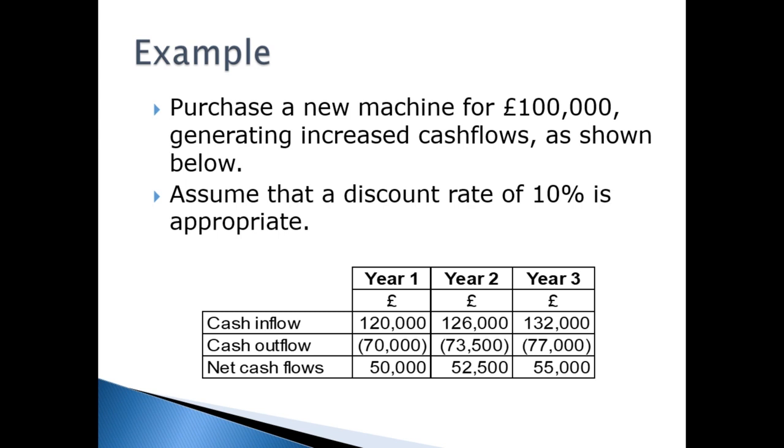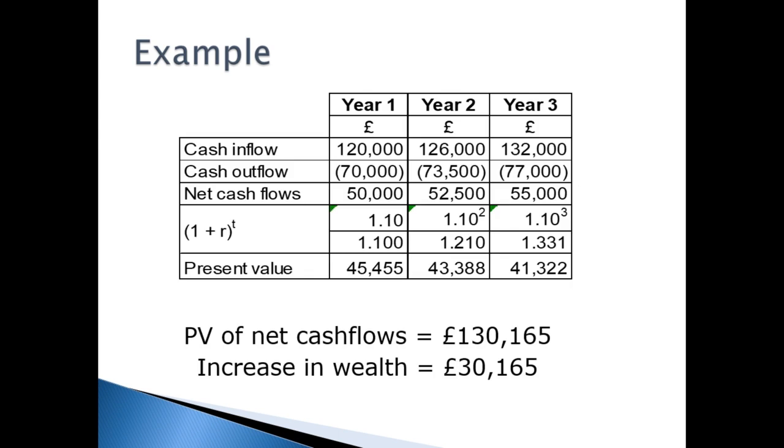Right, let's look at a slightly more comprehensive example. Assume a business buys a new machine for £100,000 and it generates the increased cash flows shown in the table. And we're going to assume that a discount of 10% is appropriate. So there are the cash flows again, and I've put in the discounting. So 10% becomes 1.10, 1.10 squared, 1.10 cubed. And if you take the cash flows and divide by those numbers, then you get the present value, which is shown at the bottom of the table.